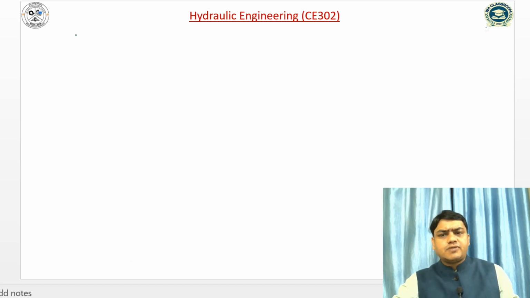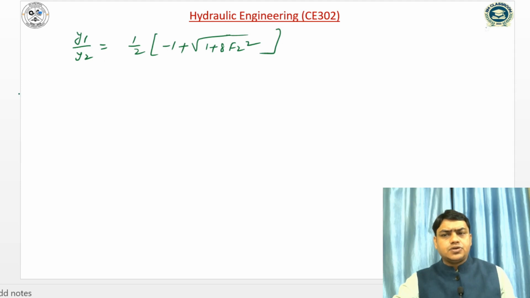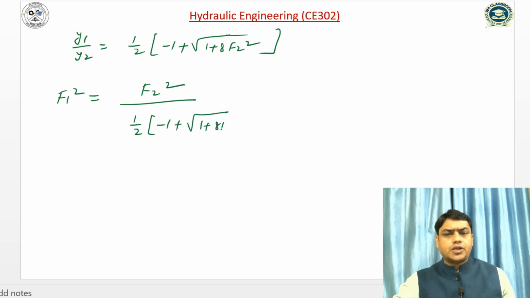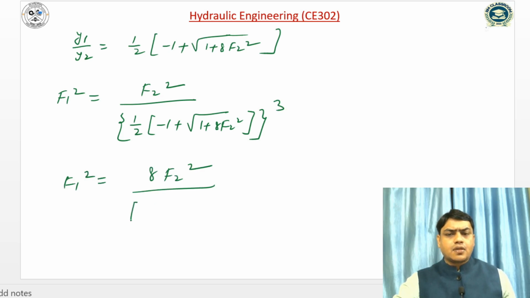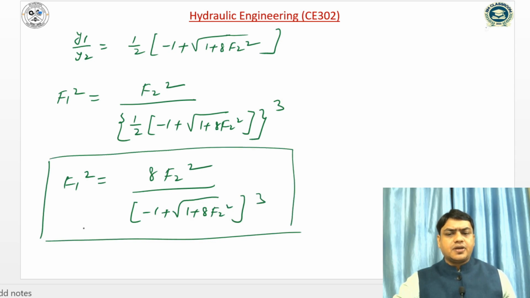And we have the relation y1 by y2 is equal to 1 by 2 into minus 1 plus square root of 1 plus 8 F2 square. So if I put the value of y1 by y2, we can write F1 square is equal to F2 square divided by (1 by 2 into (minus 1 plus square root of 1 plus 8 F2 square)) whole cube. So it can be written as F1 square is equal to 8 F2 square divided by (minus 1 plus square root of 1 plus 8 F2 square) whole cube. So this is the relationship between the Froude number at the beginning and end of the jump.